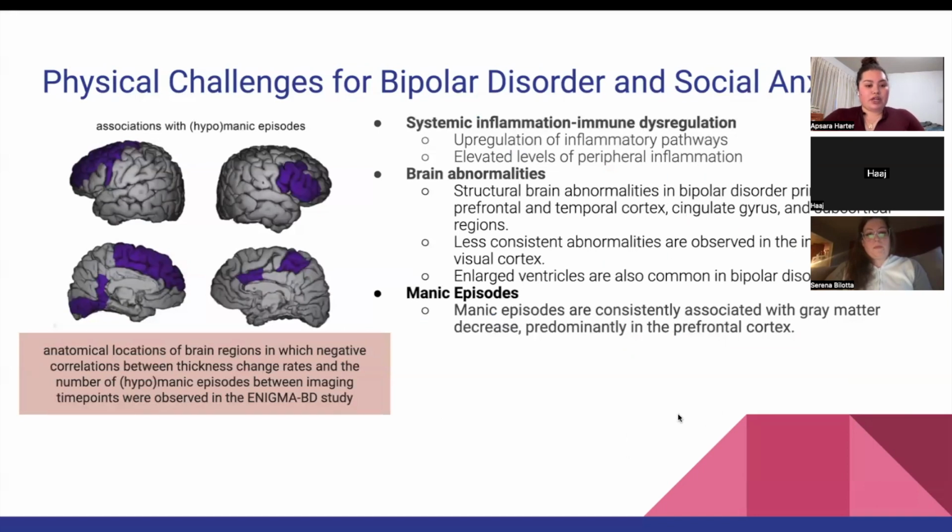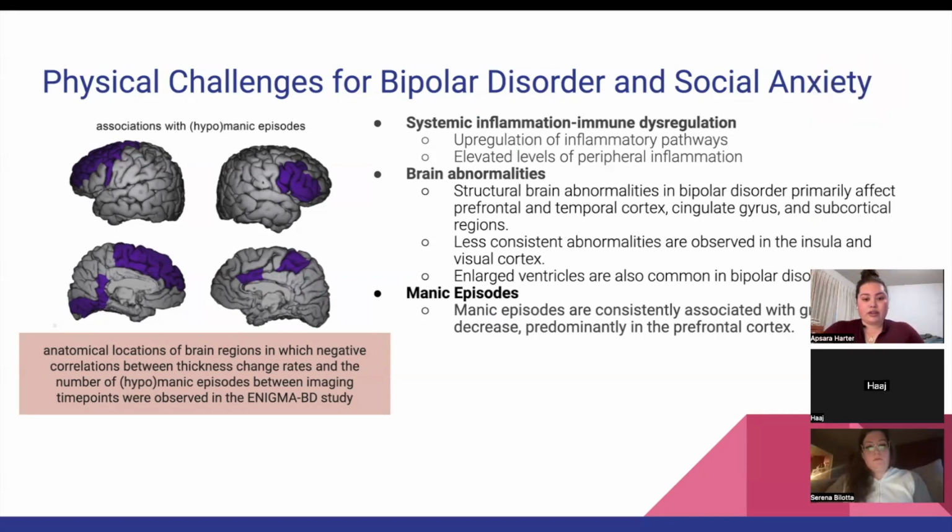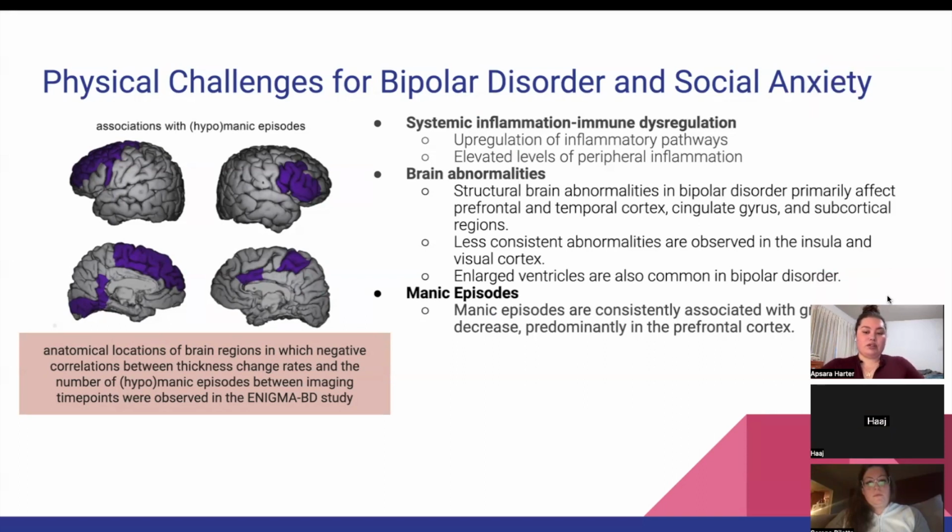We're going to go over the physical challenges for bipolar disorder and social anxiety disorder. We have here the systemic inflammation immune dysregulation, which is upregulation of inflammatory pathways, elevated levels of peripheral inflammation. The brain abnormalities are structural brain abnormalities in bipolar disorder, primarily affect prefrontal and temporal cortex, cingulate gyrus, and subcortical regions. These are less consistent abnormalities and are observed in the insula and visual cortex. They also have enlarged ventricles and are also common in bipolar disorder.